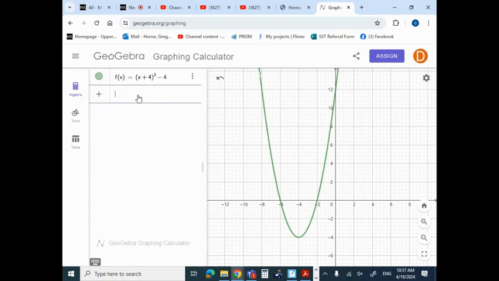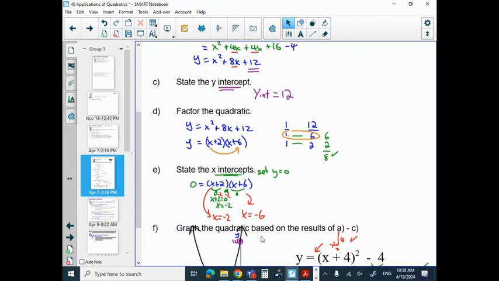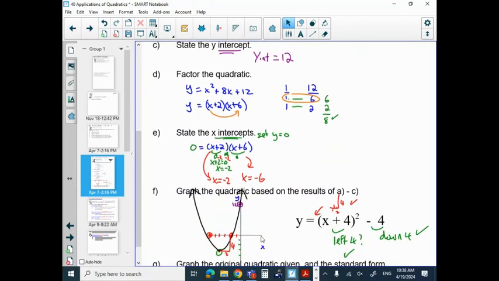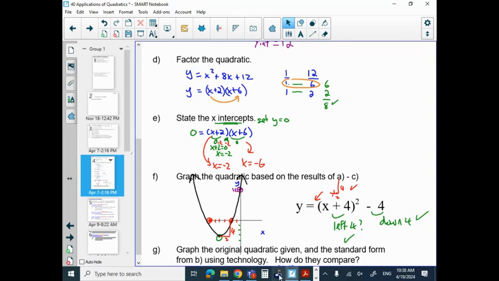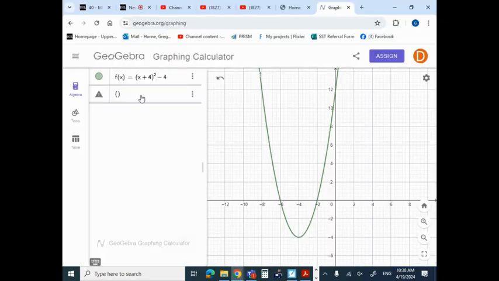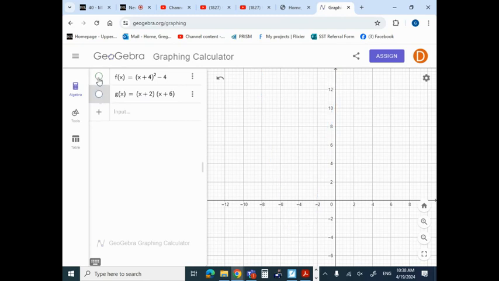And the other one we're going to graph is the x plus 2 and x plus 6. So x plus 2 and x plus 6, x plus 2 and x plus 6. And boom, it snaps into the same spot. And you can see the colors here. Like if I show the green one and then show the blue one, they're in the same spot.